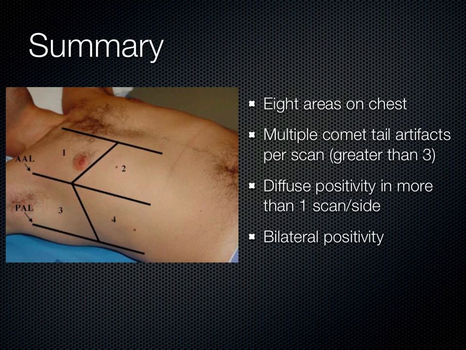Comet tail artifacts can be normal if there are few and not all the way to the edge of the screen, but if there are multiple all the way to the edge of the screen, some say greater than 3, others say for sure greater than 5, then that is pathologic and representative of extravascular lung water, either cardiogenic or non-cardiogenic. And if you have diffuse positivity on both sides, again, that would represent pulmonary edema. If you go to the advanced pulmonary lecture in the same series, you'll learn more about how we interpret the position of A lines and B lines to represent different pathologies such as ARDS and fibrosis.